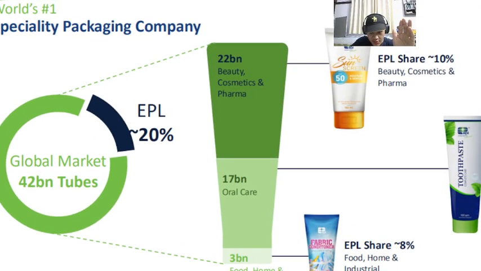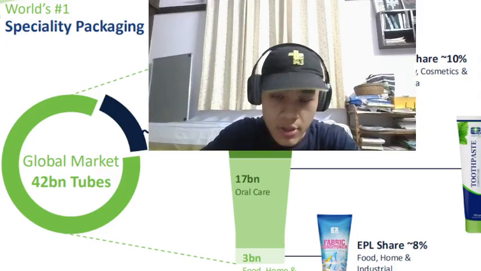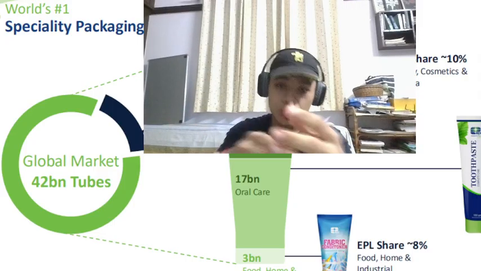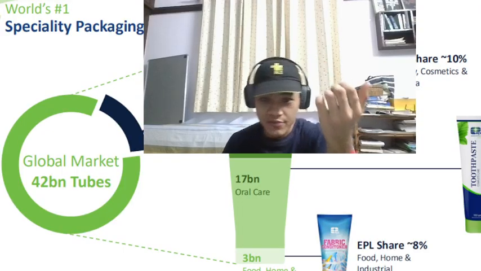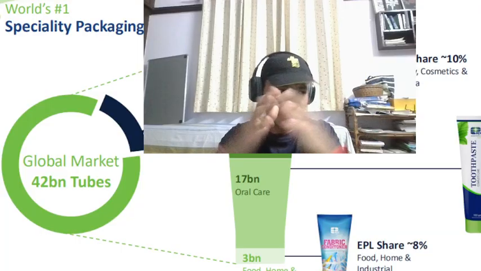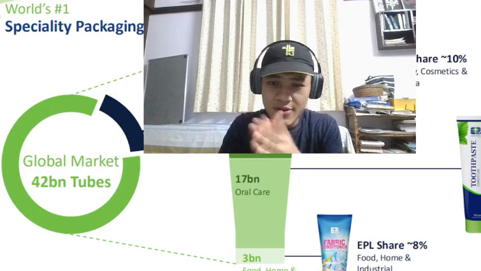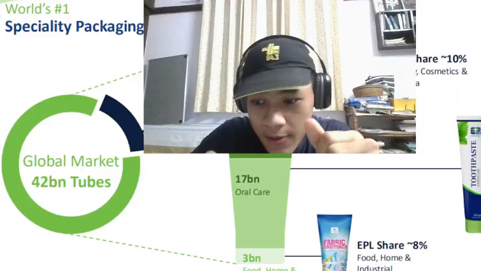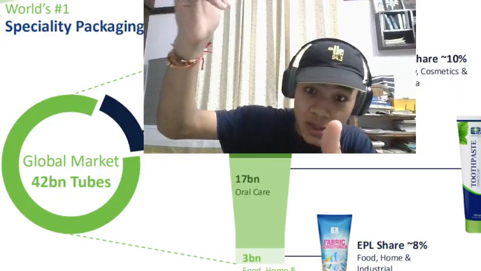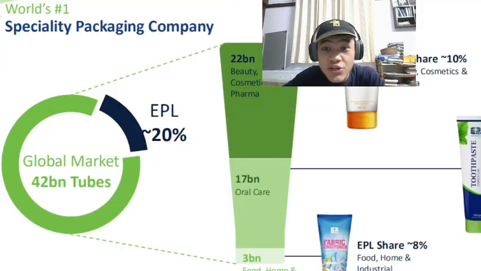So, the global market, it says it's 42 billion tubes. Now, what kind of tubes are we talking about? Tubes as in toothpaste tubes, as in the tubes of creams. Creams come in a tube. You can pour the cream out of the tube. So tubes like that, that kind of packaging. The toothpaste, the paste is in a kind of a packet, the toothpaste packet. So those kind of tubes, specialty packaging refers to that.